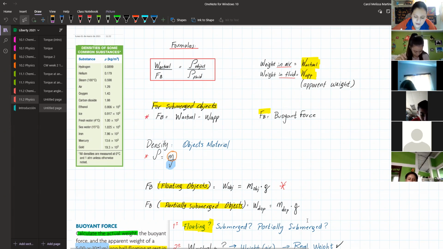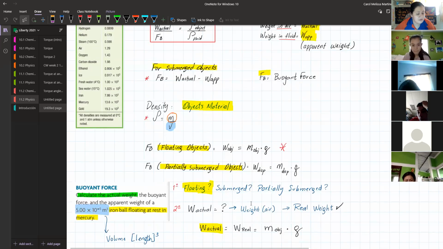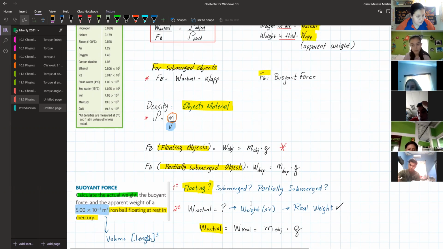Take a look here. I wrote it here. It says density is related to the object's material, what the object is made of. So the object here is a ball, but not a normal ball, it is an iron ball. Iron tells me the material that the ball is made of. If I know the material, I know the density.